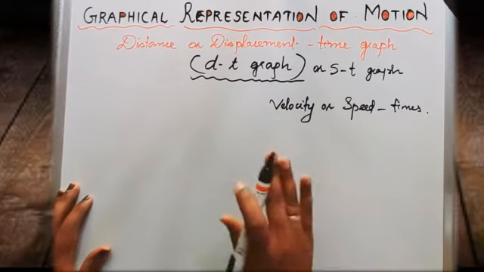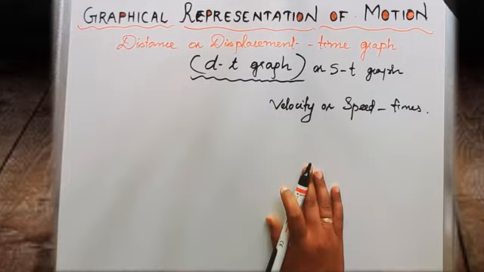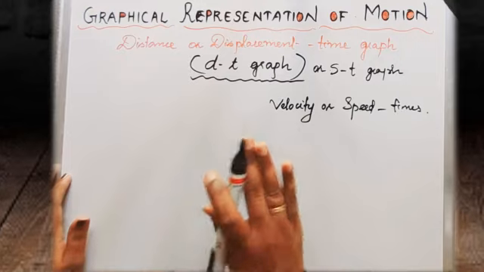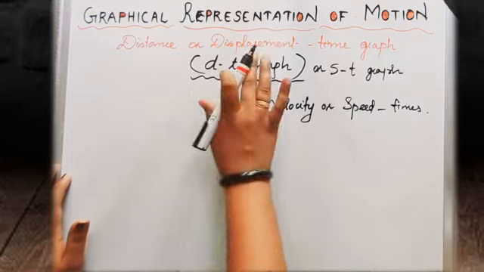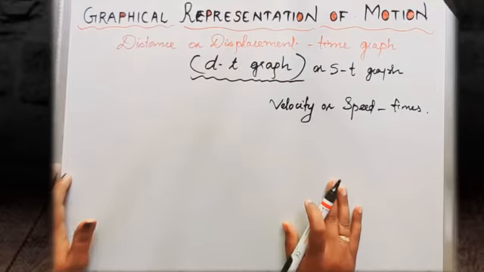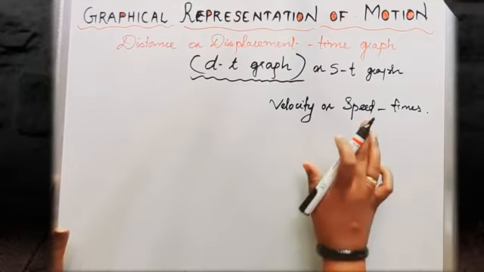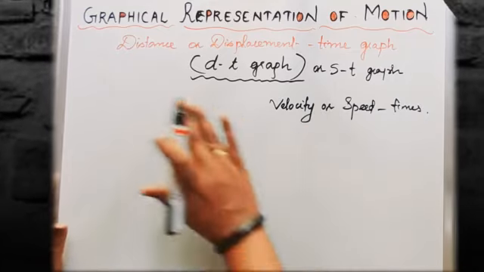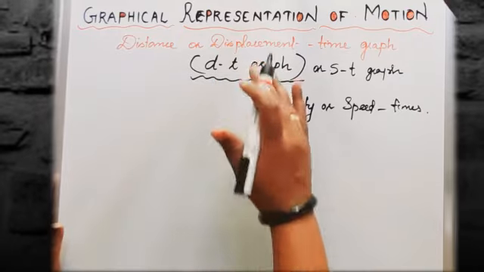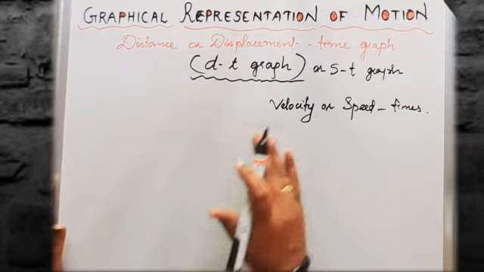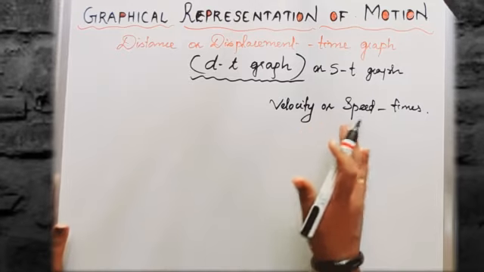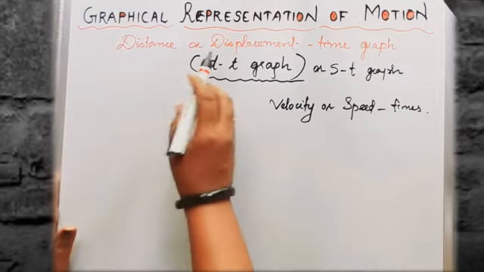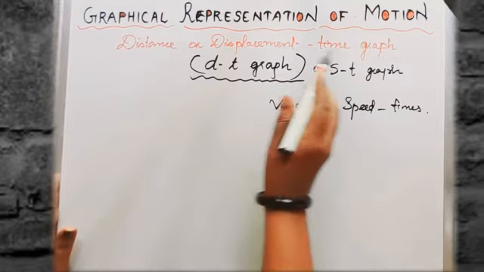First of all, you have to understand one thing: in the case of a graphical representation, distance and displacement are taken as the same, and velocity and speed are taken to have the same meaning. In the case of a graph, we will take distance and displacement as the same, and velocity and speed also as the same. Because of that, I have written here distance or displacement time graph.